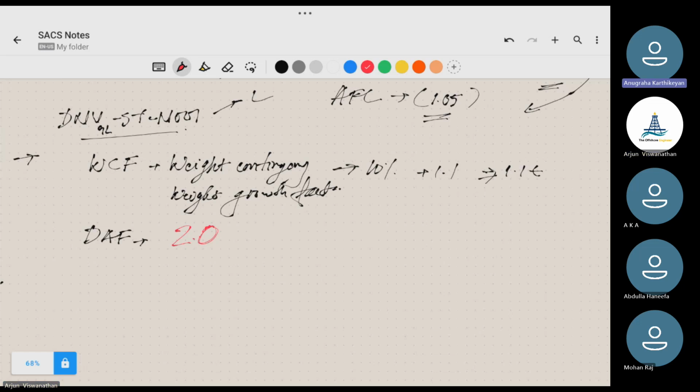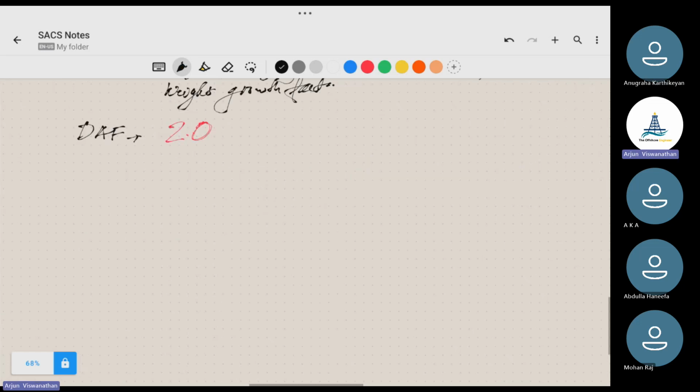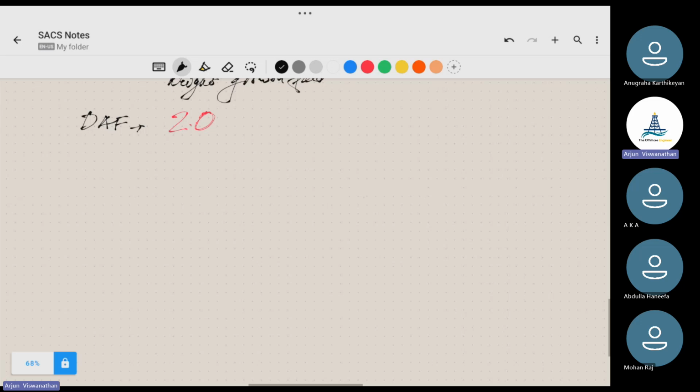Yes, sir. Okay. So now we understand DAF. Next one is called the consequence factor. This is a very funny factor, the consequence factor. We call it CF for short.